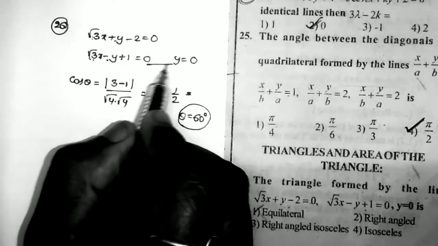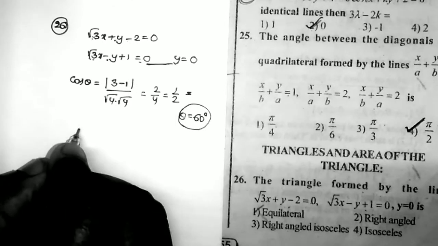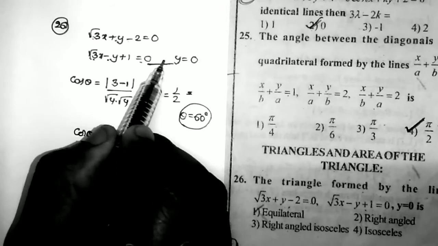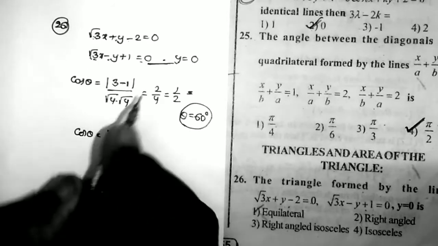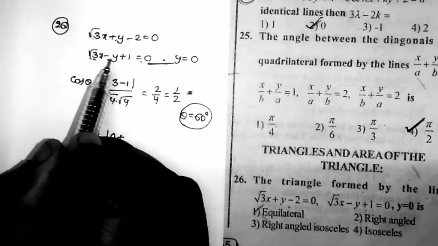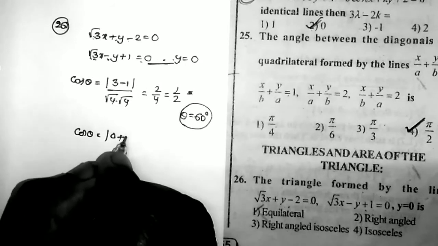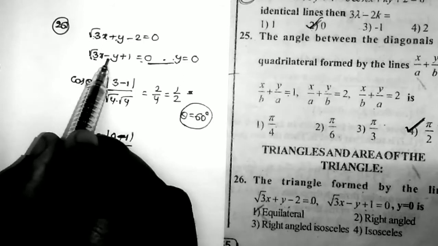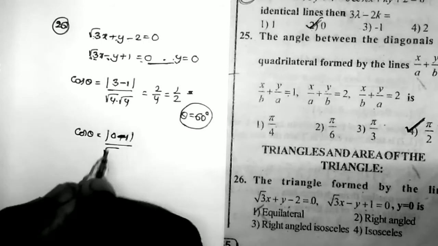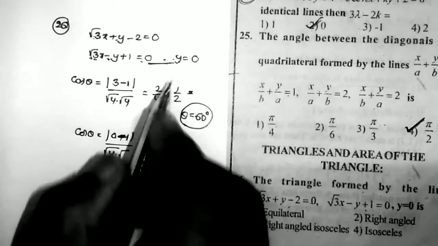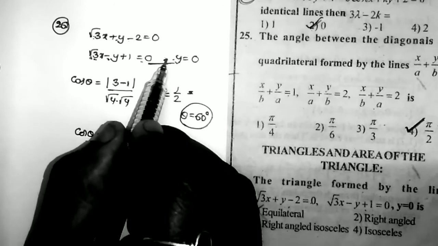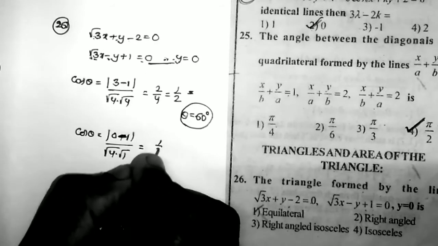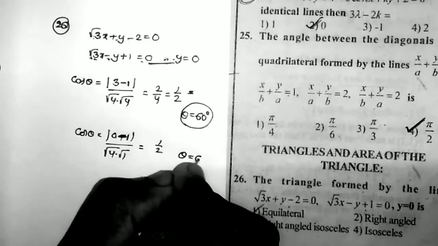Now I take the angle between lines 2 and 3, that is cos theta is equal to a1 a2. There is no x term here, so root 3 into 0 is 0, plus b1 b2, minus 1 into 1, that is minus 1, by square root of a1 square plus b1 square, 3 plus 1, root 4, into square root of a2 square plus b2 square. For a2 there is no x term, 0 plus 1, that is 1, equals 1 by 2. Again theta is equal to 60.